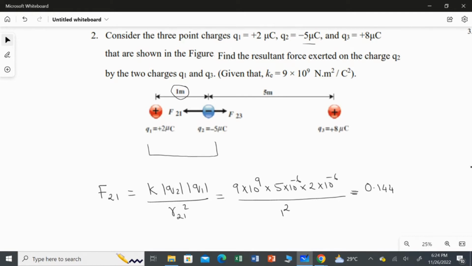Okay, so this is the answer for the interaction of the second charge on the first charge. Clear? Now we have to find the interaction between Q2 and Q1. Nine multiplied by 5... So I got 0.09, sorry. The answer here is 0.09 Newton. Clear?